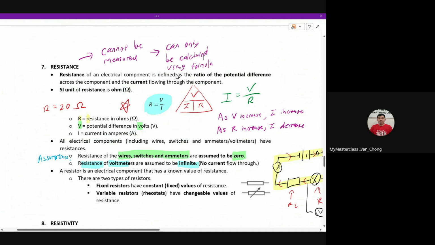So you need to find your V and your I. For V, I use a voltmeter. For I, I will use an ammeter.